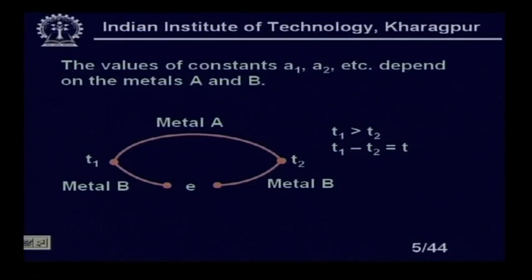Here, we have metal A and metal B. Now, T1 is one junction temperature and T2 is the other. Metal A and metal B have a junction here, and metal A and metal B have a junction here. T1 is one temperature, T2 is another temperature, T1 is greater than T2, and we write T1 minus T2 equal to T, the temperature difference, right. So, I will get a voltage E.